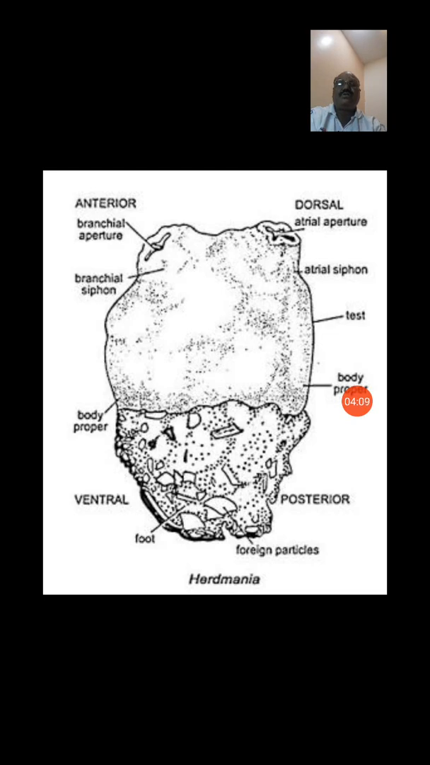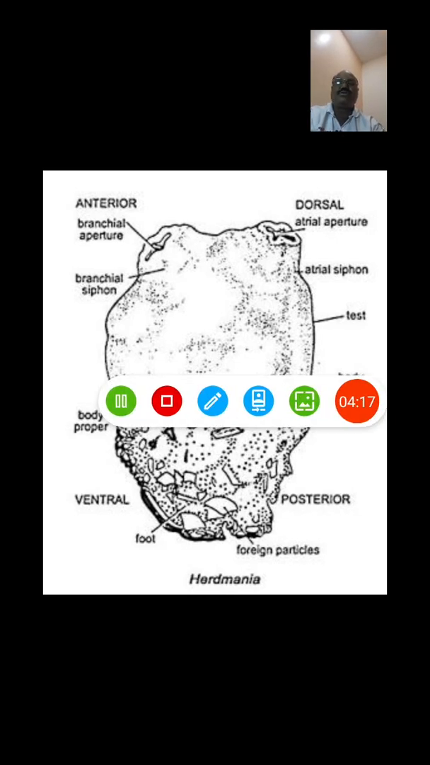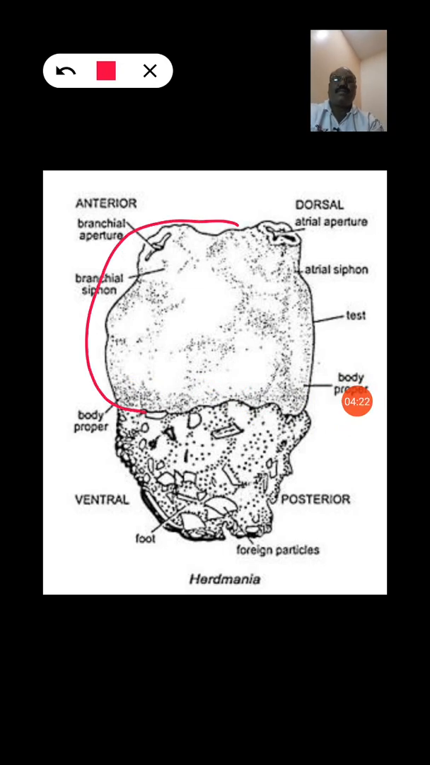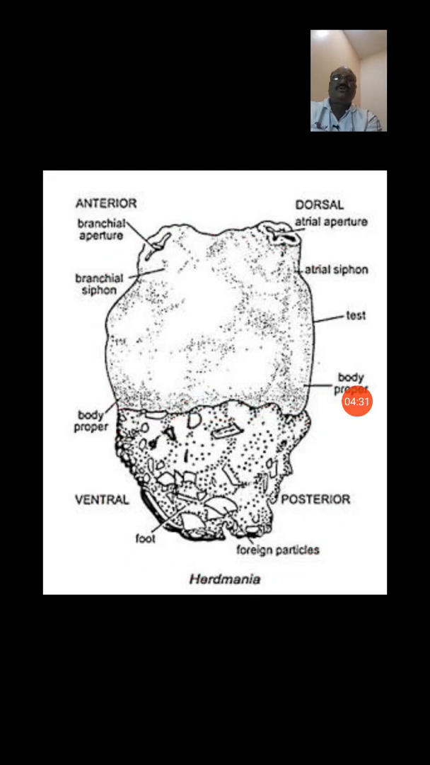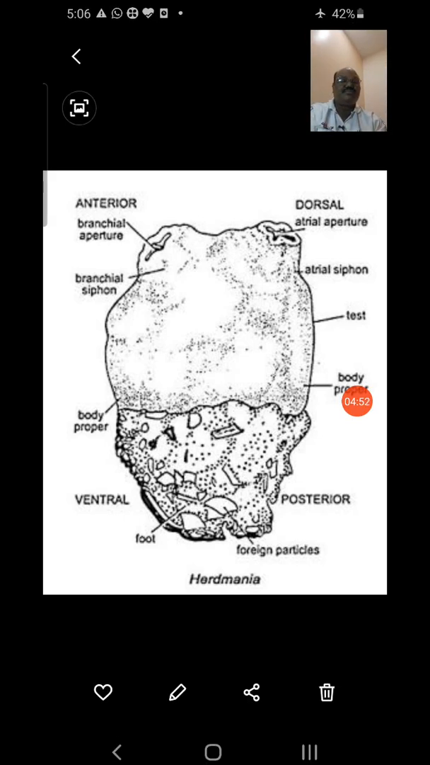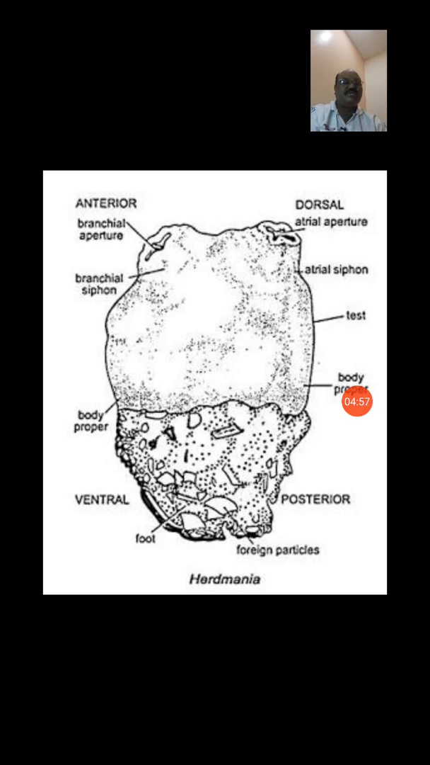Now the body is divided into two portions. That is the body proper, the upper side, and the lower side is called the foot. See, this is the body proper, and this is the foot of the animal. In this way, these two portions are present in this animal. Now, external features. The body of the Herdmania is laterally compressed and somewhat oblong in shape, with the attached end slightly narrower than the free end. An average animal measures about 9.9 to 12 centimeter long, 7 centimeter broad and 4 centimeter thick. The fresh specimens are pinkish in color due to the distribution of the superficial blood capillaries in the test.